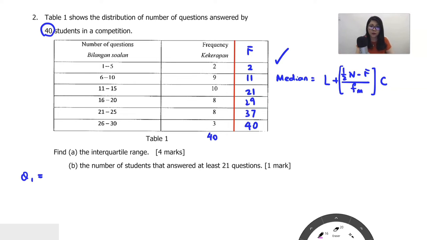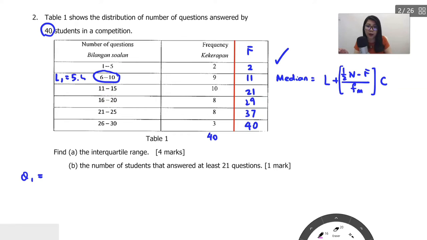Okay, so now to find the 10th data, where is it? So the 10th data will be in this class. Okay, because the first class can only fit 2. Okay, so the 3rd, 4th, 5th, 6th, 7th, 8th, 9th, 10th, 11th, 12th, 13th. Until the 13th, it will be in the second class. Okay, so this one, I find what is my L1. So my L1 is the lower boundary of the class. So the lower boundary of the class, I'm going to use 6 plus 5. The 5 is from the class before that. Okay, 6 plus 5 is 11, then divided by 2, we get 5.5. That's how we get our lower boundary.